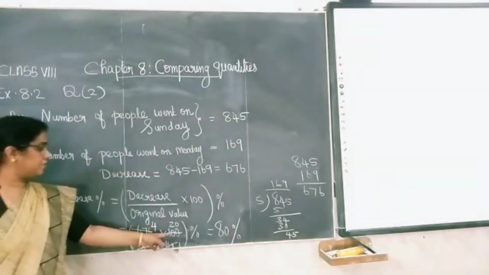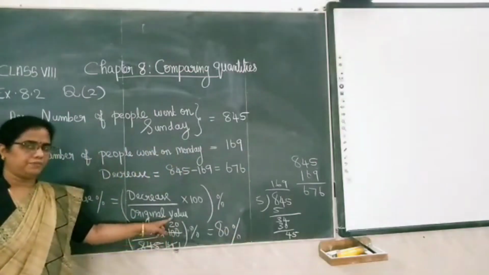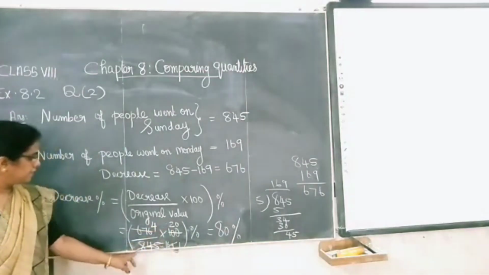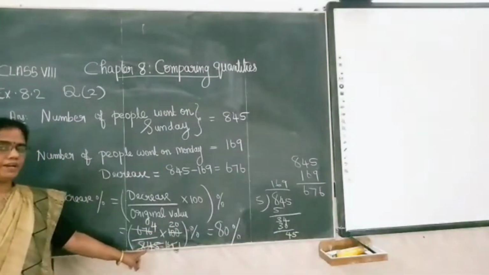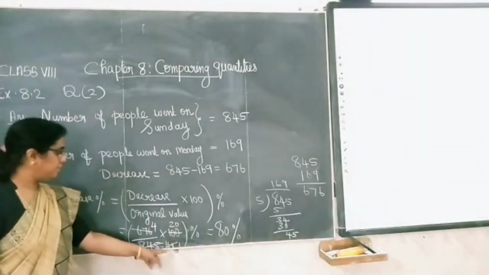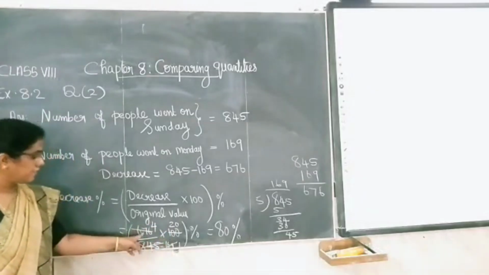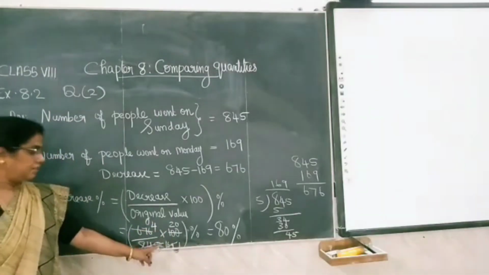Because here you understood. First I was cutting 100 with 5. Then it becomes 20. And 845 when divided with 5, it becomes 169. Then 676 and 169. That is 1.